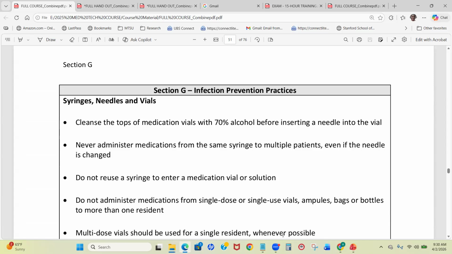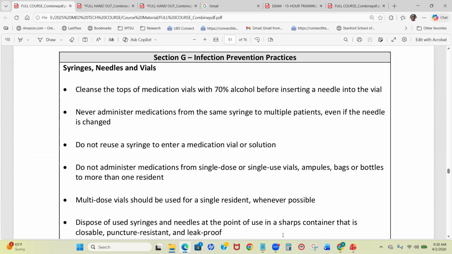So let's talk about syringes, needles, and vials. Cleanse the top of medication vials with 70% alcohol before inserting the needle into the vial. You will see the bottle I'm talking about, when it has the insulin inside it, you have to clean the top of it first with the alcohol prep before you put your needle in to squeeze out the medicine. You measure how many, maybe five.